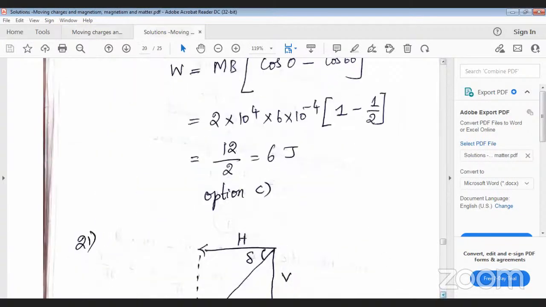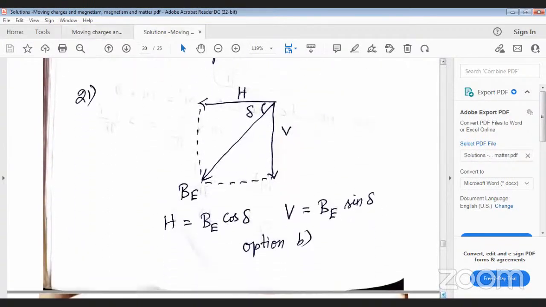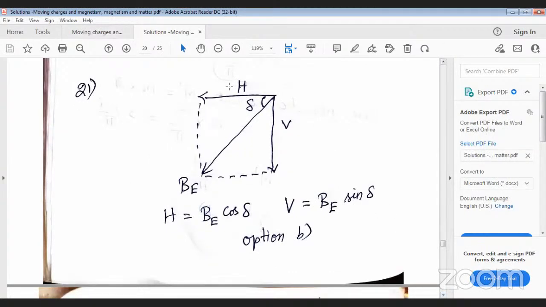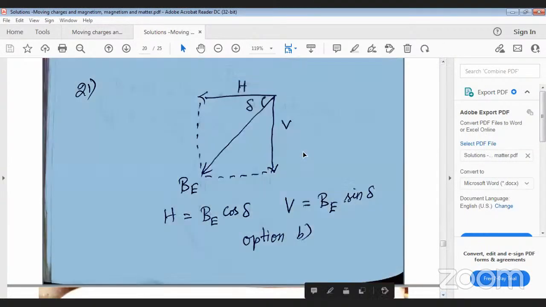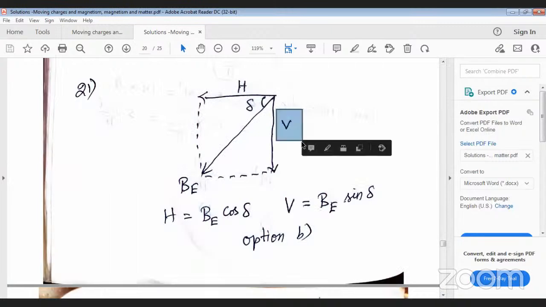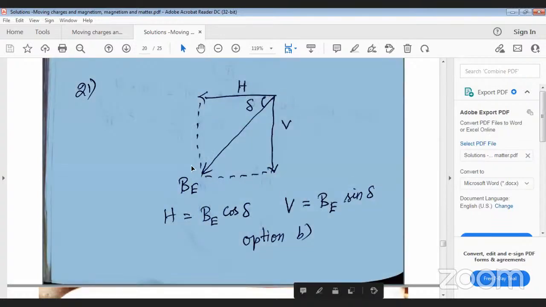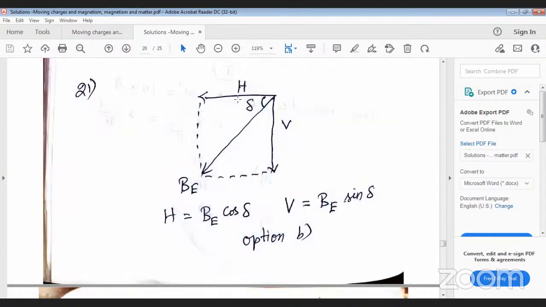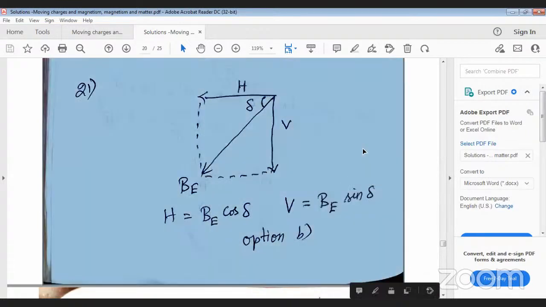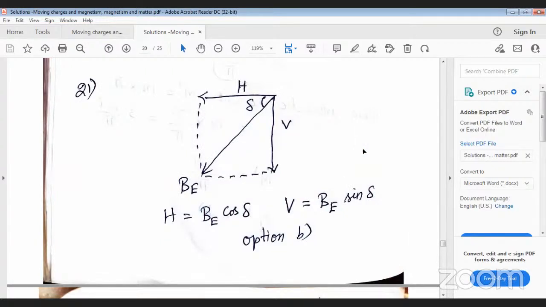For that you need to draw this diagram. Here you see this is the horizontal component and this is the vertical component. The angle made with the horizontal is called a dip. The angle made by Earth's total magnetic field with the horizontal component is called the dip delta. So from this diagram, what is the value of V? From the diagram itself, you can find out the solution.